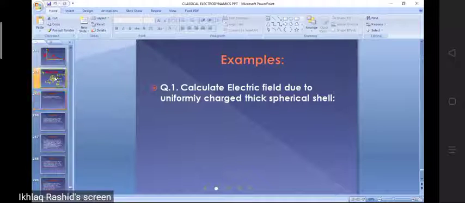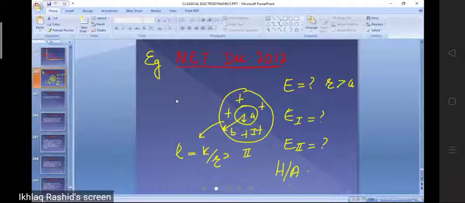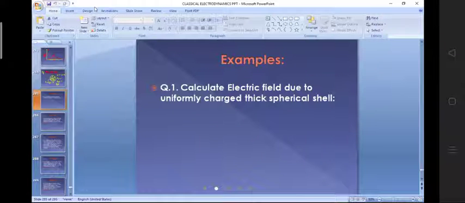So the home assignment for you: this example was asked in the NET December 2012. You are supposed to calculate the electrostatic field in region number first and region number second. We'll be doing it later on, so concentrate on this now.